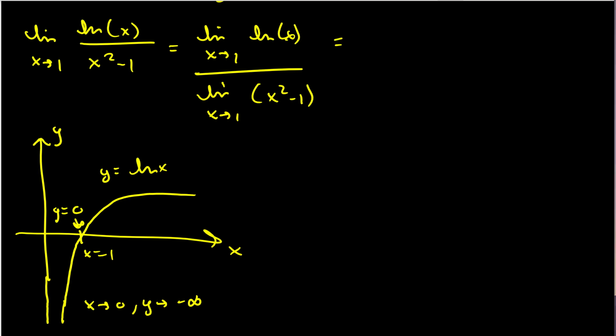So going back here and evaluating, the limit as x tends to 1 of the natural log of x goes to 0, and the bottom limit as x tends to 1 of x squared minus 1 will also go to 0. So here we have a case of 0 over 0, which would indicate to us to use L'Hopital's rule. So let's take a look.